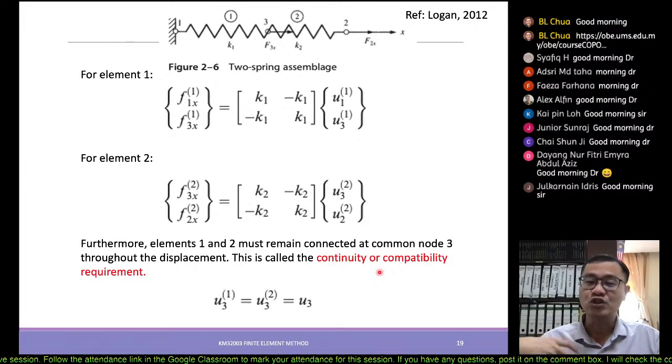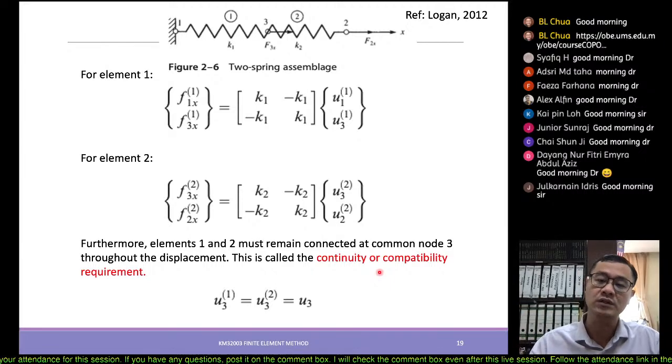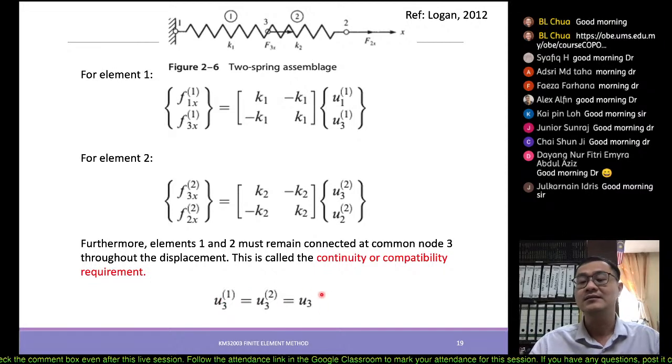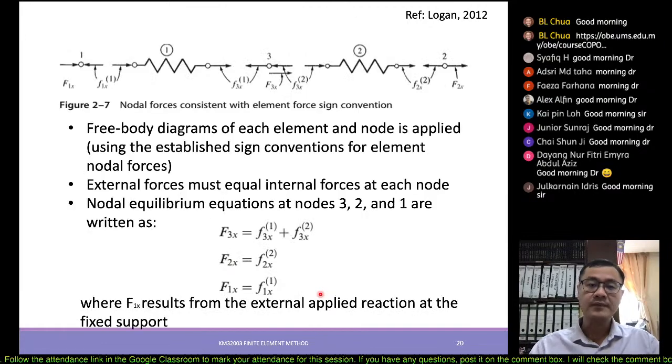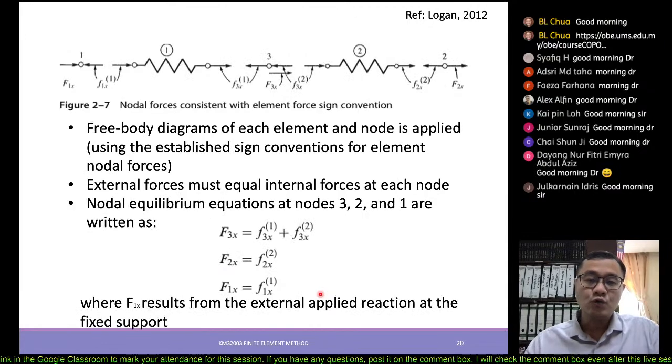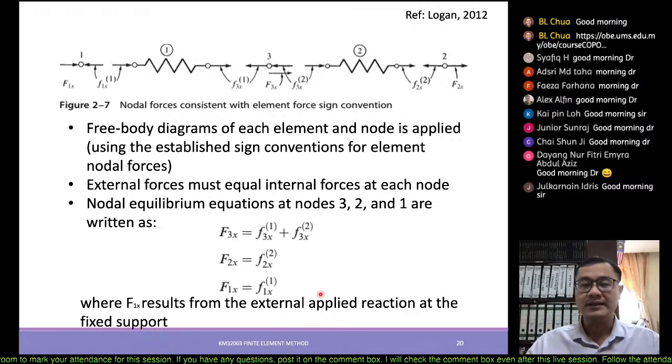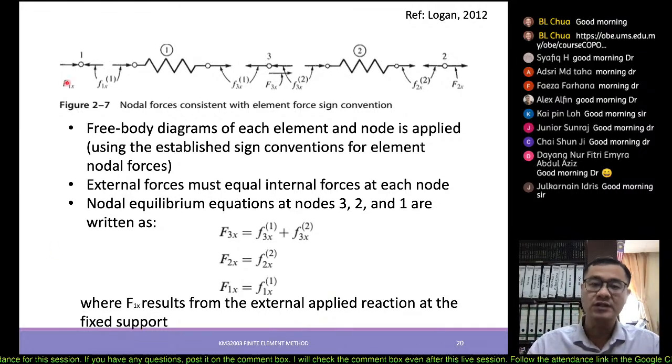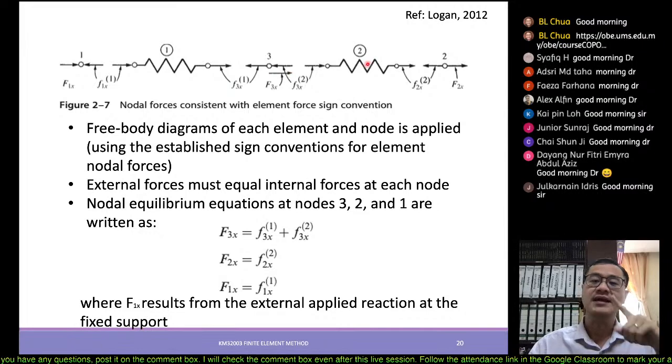Visually, as humans, we can say by logic that the point must be the same. But how can we tell the computer to know all these things? It is through this relationship, the continuity or compatibility requirement. They must be equal, and the number must be the same U3. So next, now we start to dissect into nodes and elements.